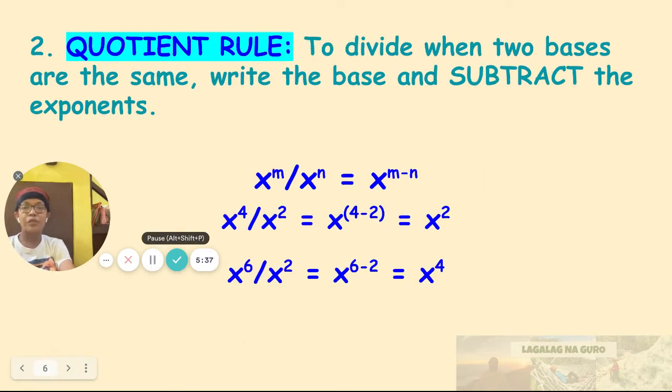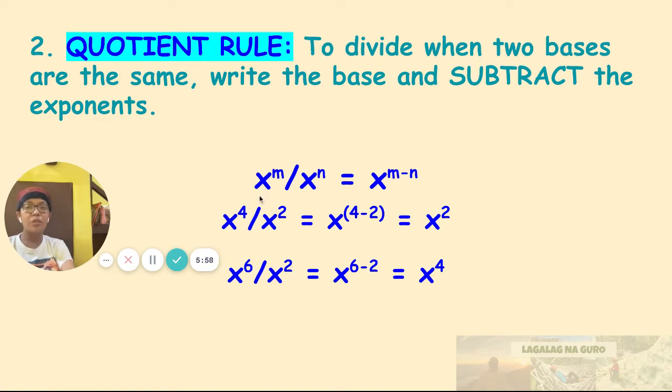Okay, so our rule number 2 is called the quotient rule. So if we have the product rule, we have the quotient rule. This is division. To divide, the bases should be the same. Write the base and subtract the exponents. A while ago, we were adding the exponents. This time, we are going to subtract the exponents.